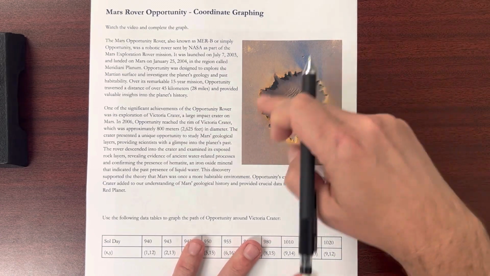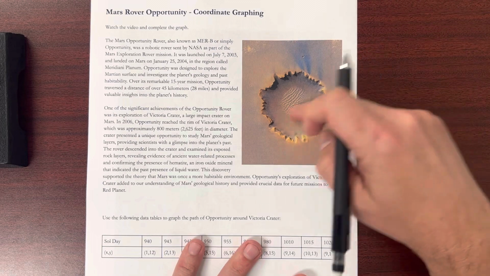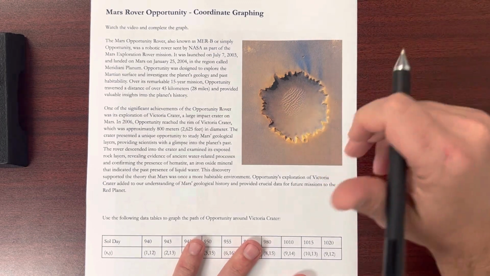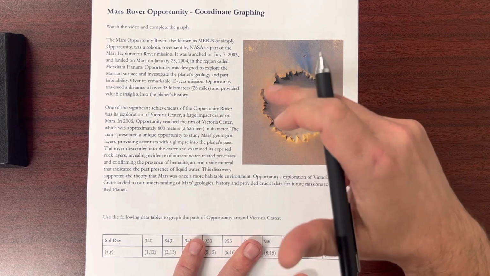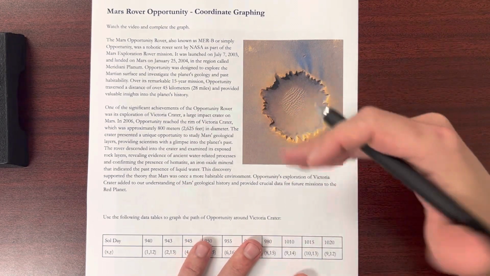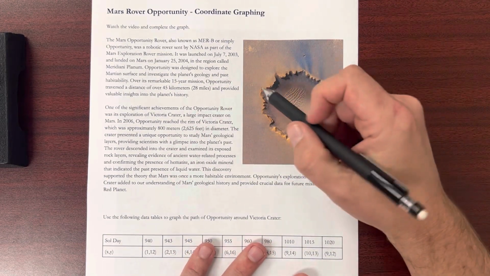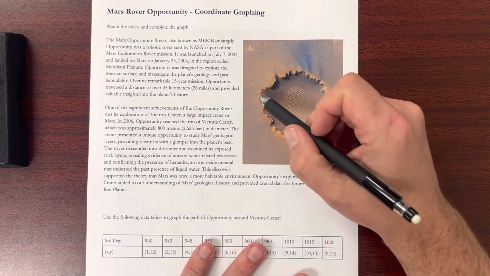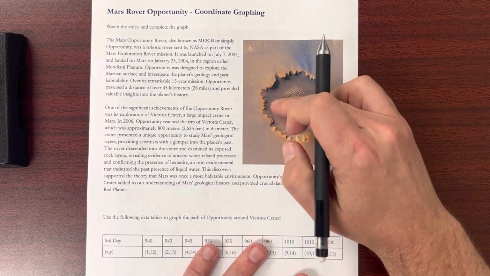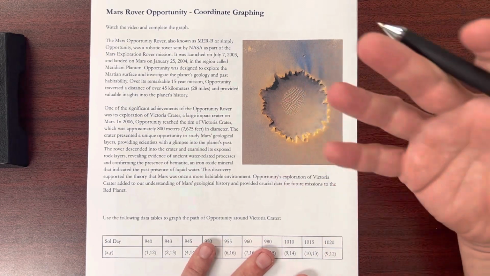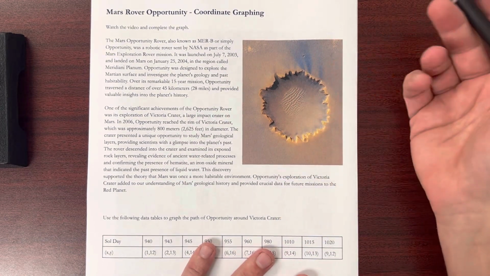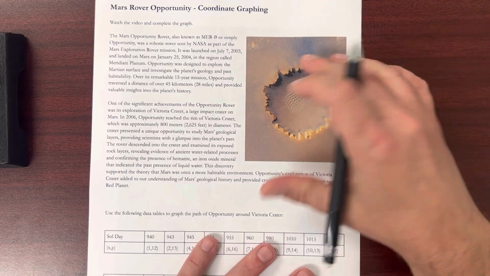And Victoria Crater, it's not huge, but it's large enough. It's about 800 meters across or so. And Opportunity spent several months exploring the rim of the crater, going down into the crater a little bit to look at the exposed rock so that it could get some information about the geology of Mars.